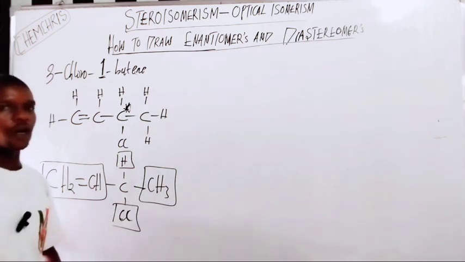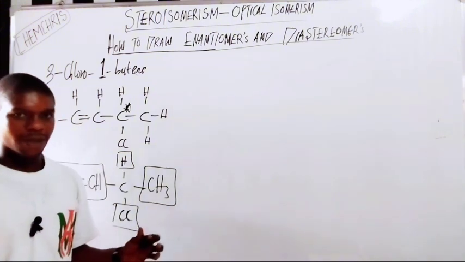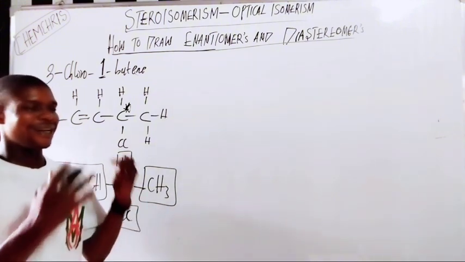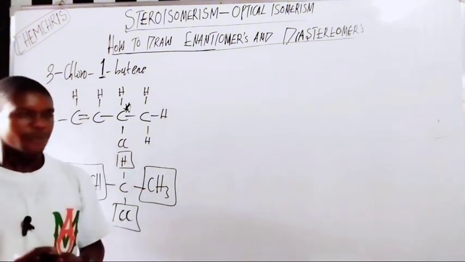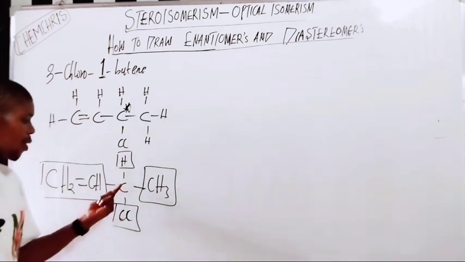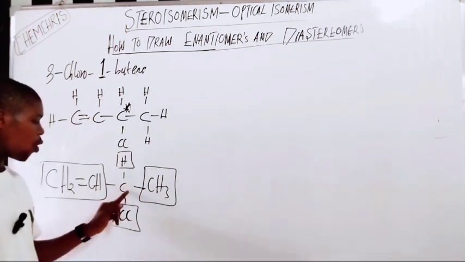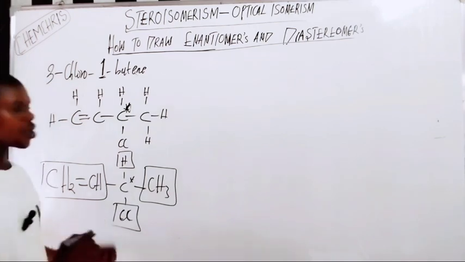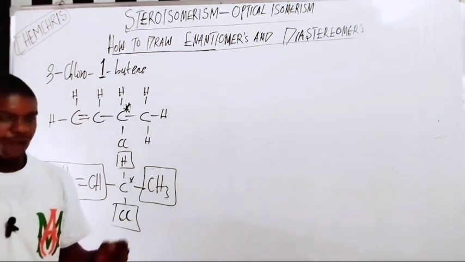So now let's draw the enantiomers, and let's represent them in Fischer projection. Remember, how many chiral centers do we have here? Here we have one chiral center. So there is going to be one point of intersection. So we're going to be like this.